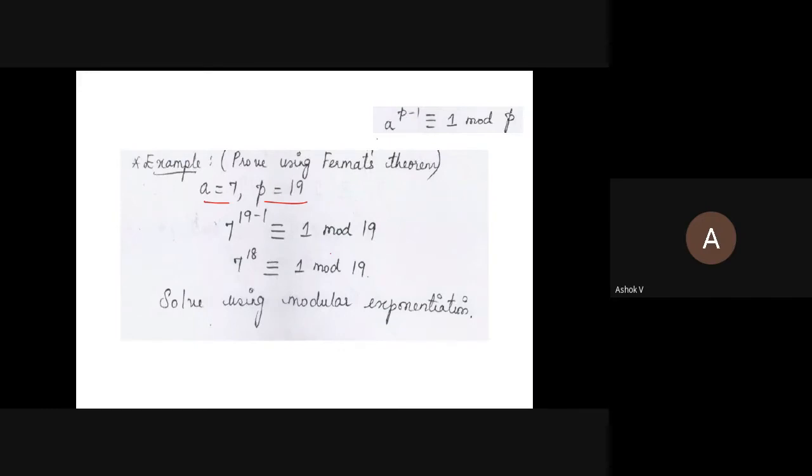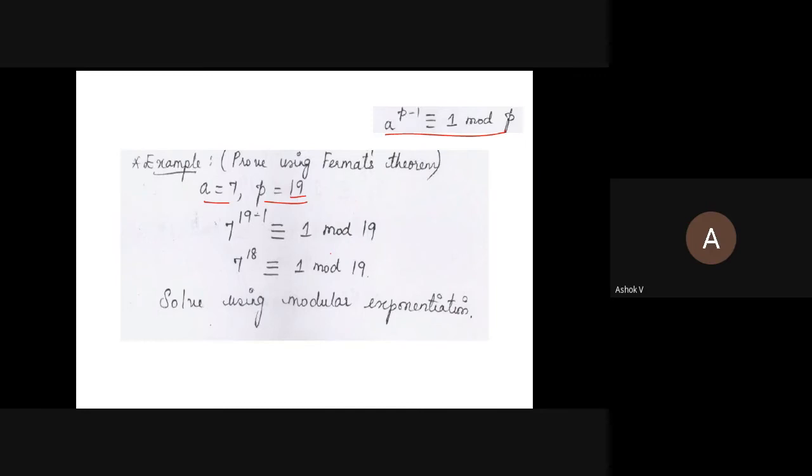So when you are applying Fermat's theorem, first we have to check whether p is a prime number or not. P is a prime number, and a and p should be relatively prime.